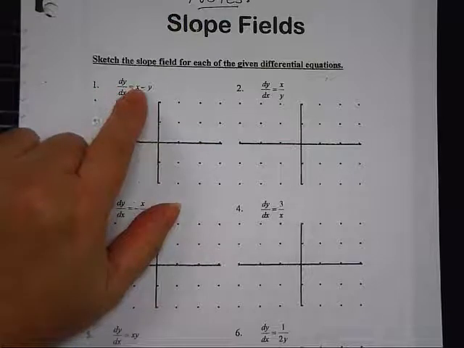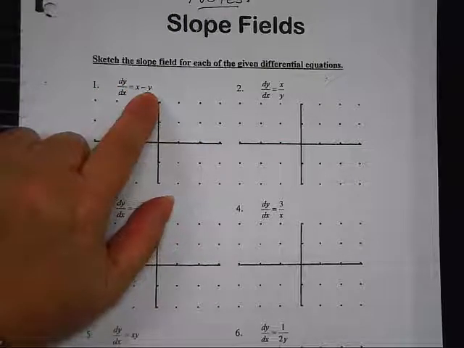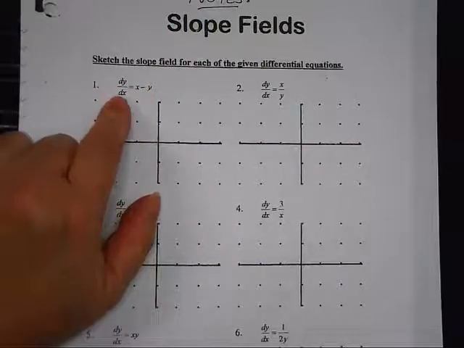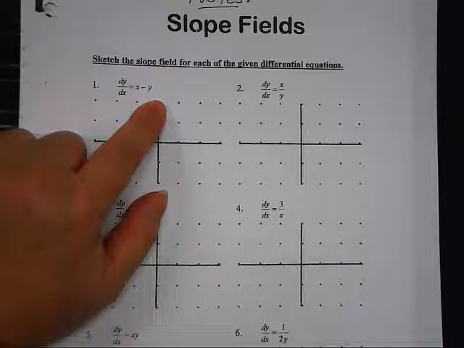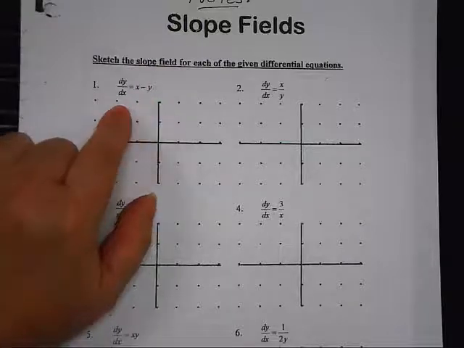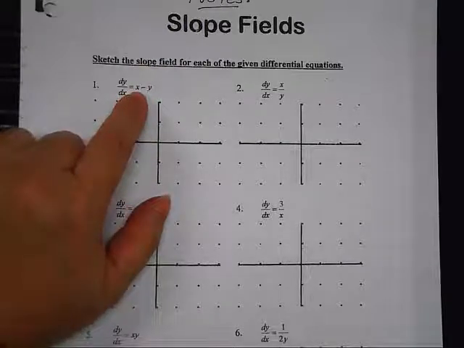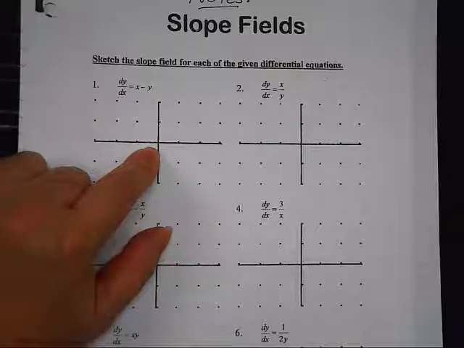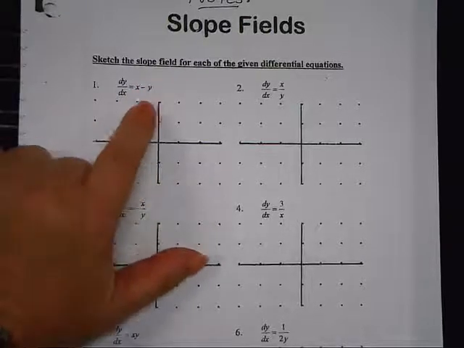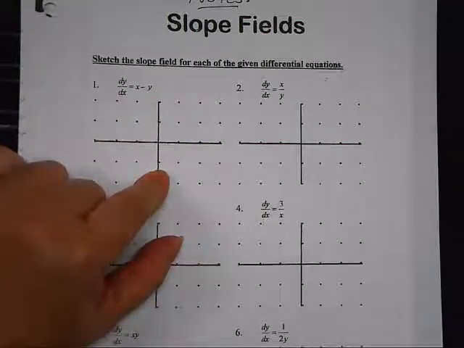dy/dx equals x minus y. What does that mean? That means the slope dy/dx at any point is equal to the x-coordinate minus the y-coordinate. So the slope that you're going to draw is equal to the x-coordinate minus the y-coordinate. So let's start at (0, 0). What would x minus y be for that point? 0. What does a slope of 0 look like?